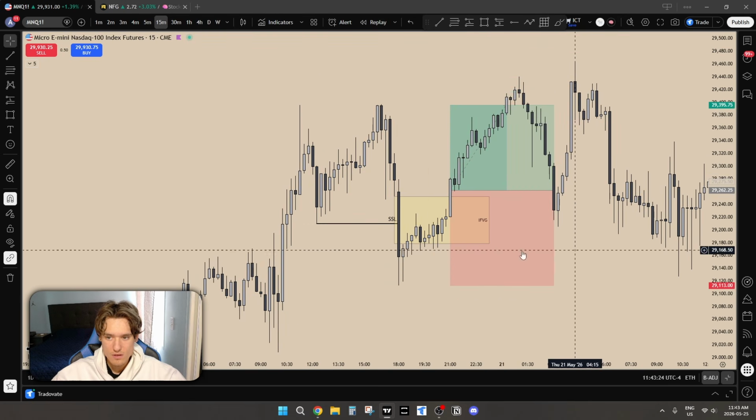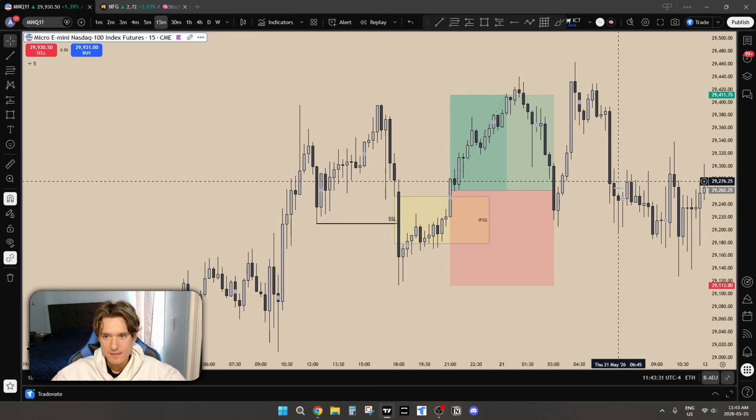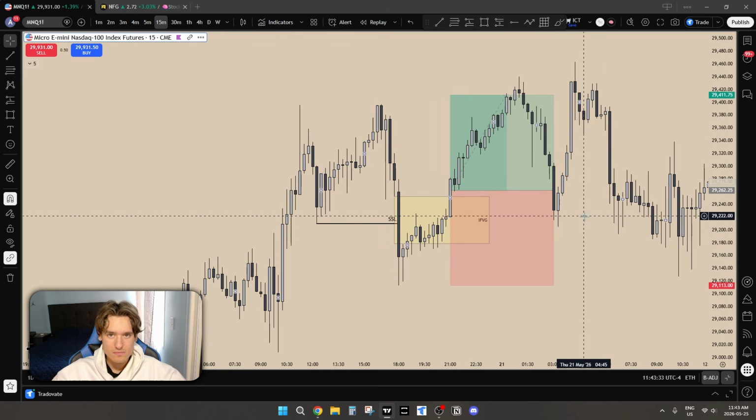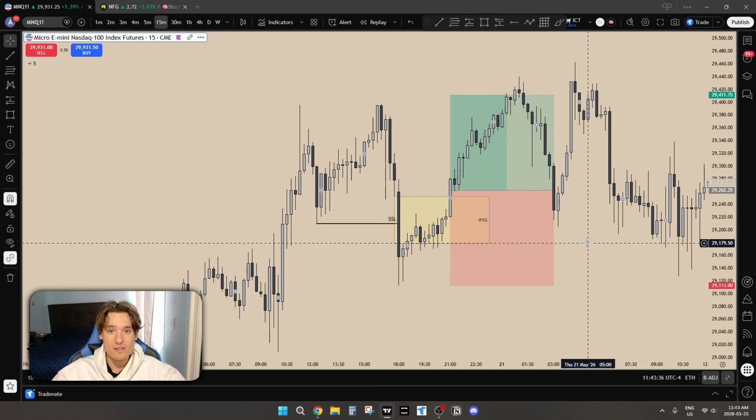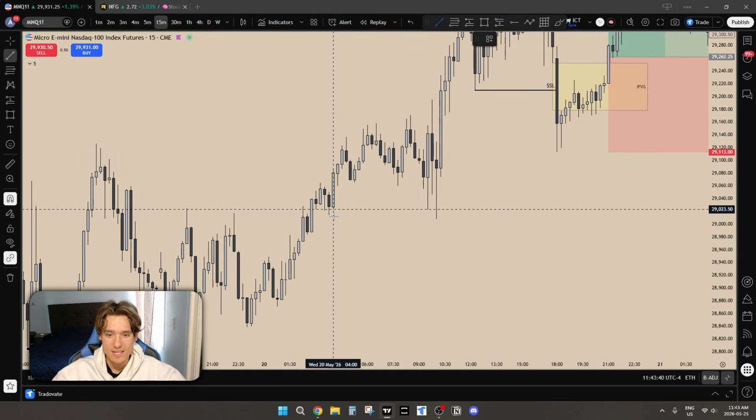Where's your stop loss going to go? Right at this low. And take profit is going to go, well, aim for a 1-to-1, right at these highs. It doesn't get any easier than that, honestly. Trading is really not that complicated.